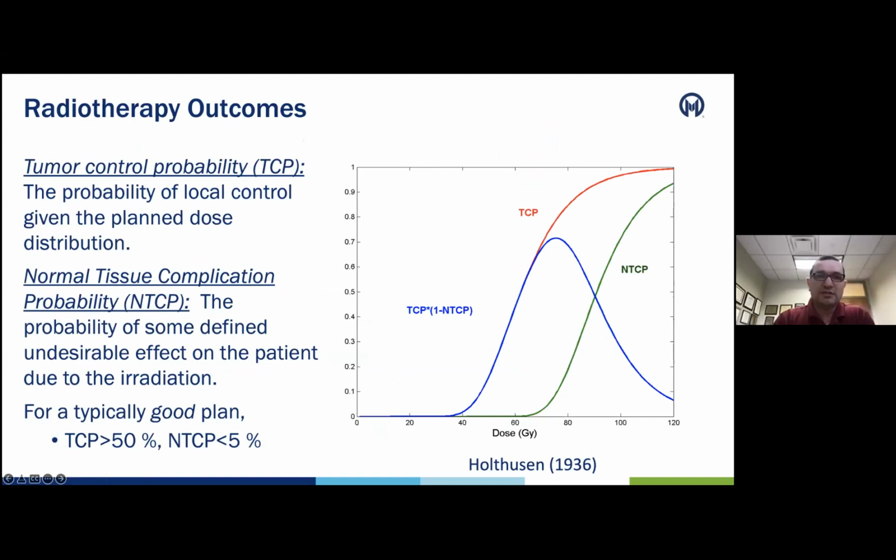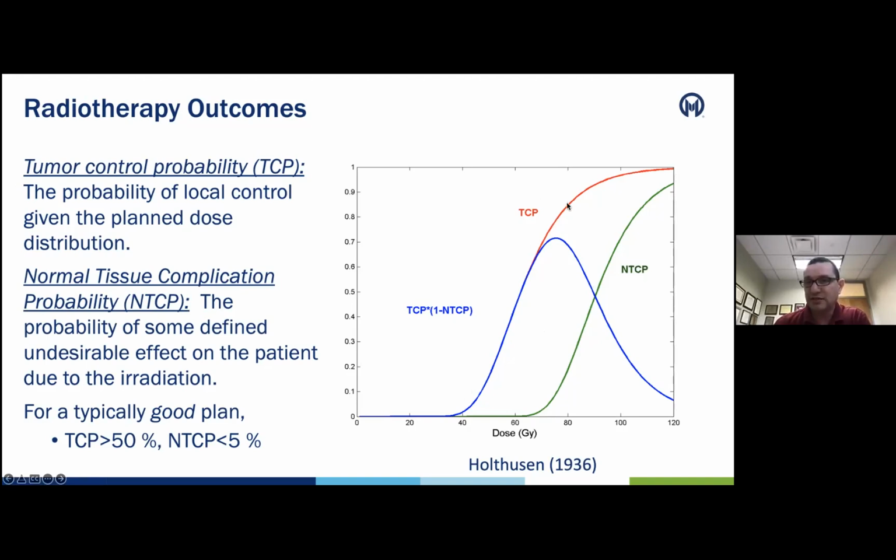Well, starting with radiotherapy outcomes, these are typically defined by the tumor control probability, TCP, which is the probability of local control given a planned dose distribution, and the normal tissue complication probability, NTCP, which is the probability of some defined side effect on the patient due to radiation. For a good plan, typically we would like the TCP to be higher than 50% and the NTCP to be restricted within 5%.